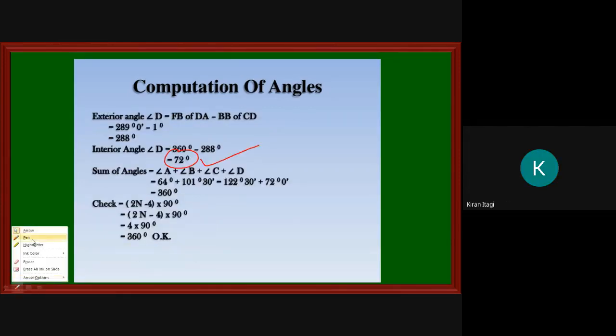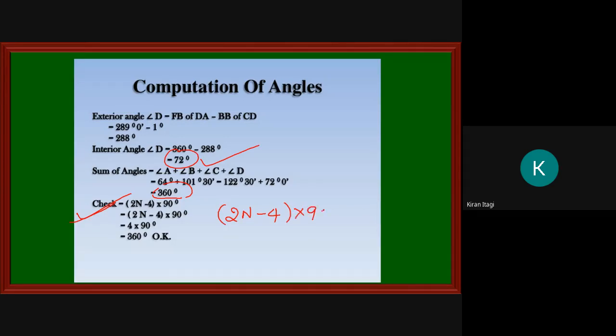If you want to cross check, you can check this one. The sum of the angles should equal 360 degrees. How will we do the check? 2n minus 4, multiplied by 90. How many sides are there? 5 sides. 2 times 5 minus 4, multiplied by 90. You should get 360 degrees. See, this angle and this angle should be the same.